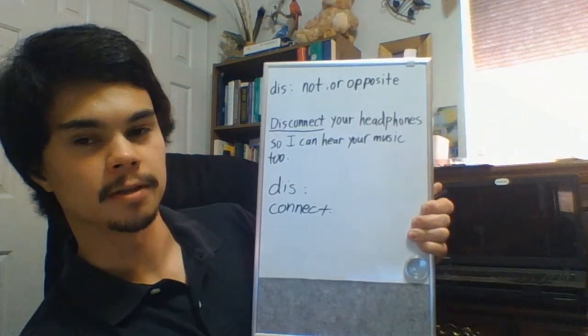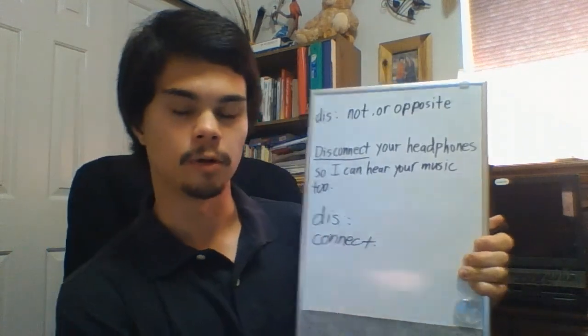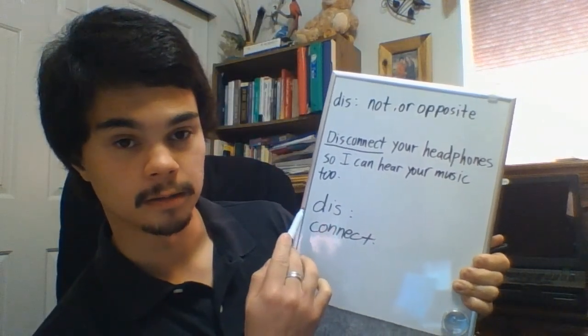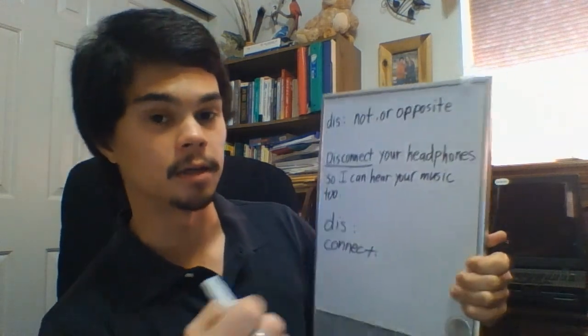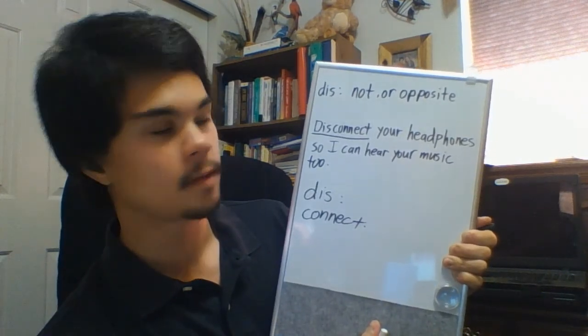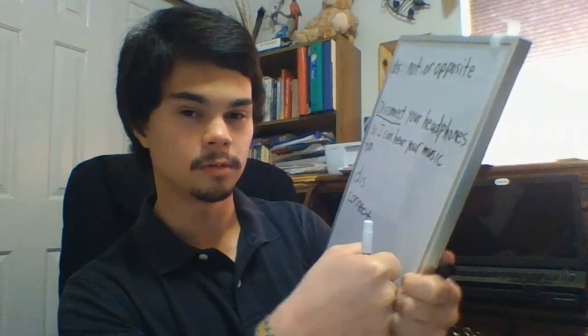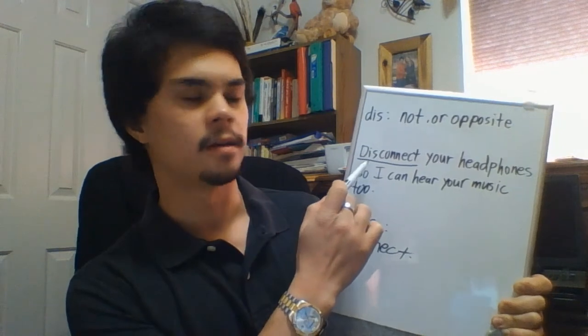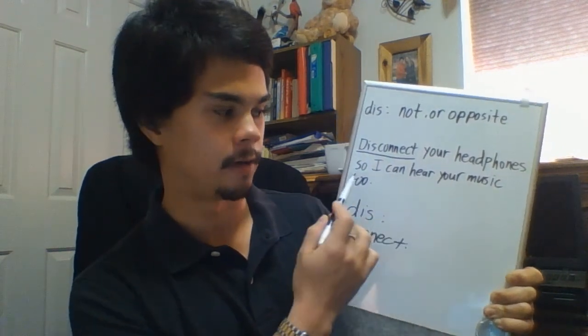Now think to yourself, what does connect mean? If you are told to connect something, that means put it together. So the word disconnect: dis meaning not or opposite, connect meaning put two things together. What do you think disconnect means? It would mean to separate two things, to pull them apart. So in this sentence, disconnect your headphones so I can hear your music too. If you have headphones in your phone, it would just mean pull the plug out. That would be disconnecting it.